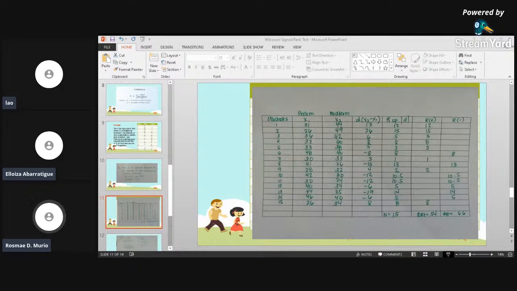Ito na po that time na magra-rank na po tayo from the answer po, from the result po, from the D. So doon po tayo magra-rank. Hindi po tayo magra-rank from prelim and midterm po. Only the D po, the answer of D. Doon po tayo magra-rank. So pag magra-ranking tayo, umpisa po tayo sa mababang number.